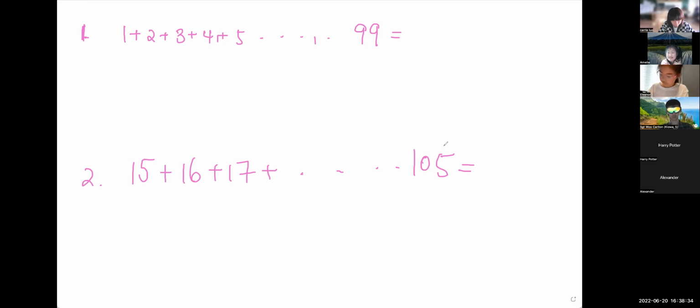Miss Carrie, I don't know how to do number 2. Number 2, Colton, do you want to help them to do the number 2? Sure. Right, so is everyone good with number 1? Yeah, so you can ask a student to do the number 1.